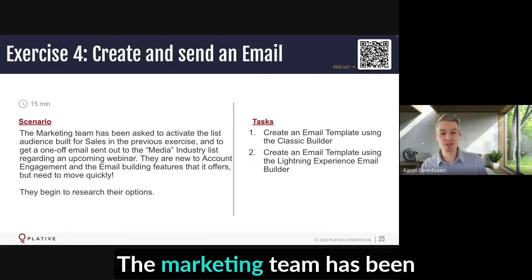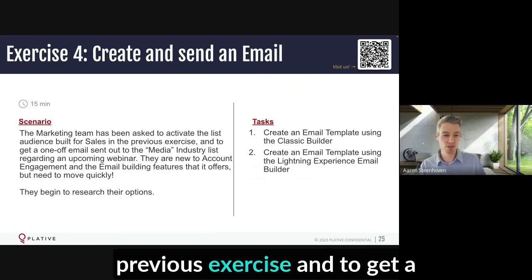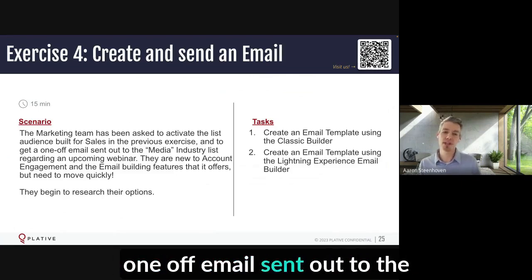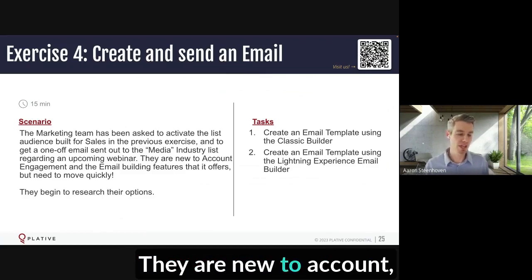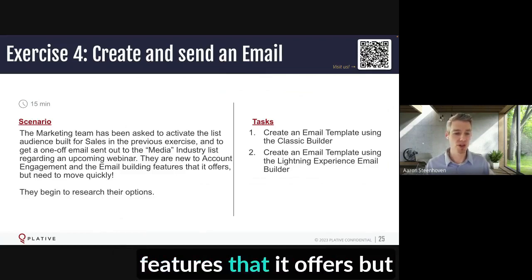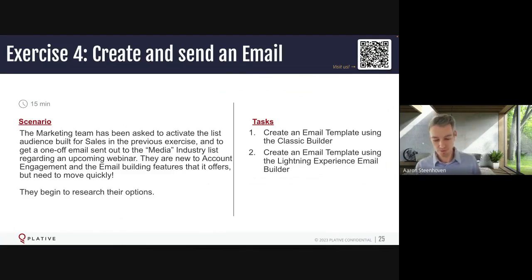The scenario here: the marketing team has been asked to activate the list audience built for sales in the previous exercise and to get a one-off email sent out to the media industry list regarding an upcoming webinar. They are new to Account Engagement and the email building features that it offers, but need to move quickly. So they begin to research their options.